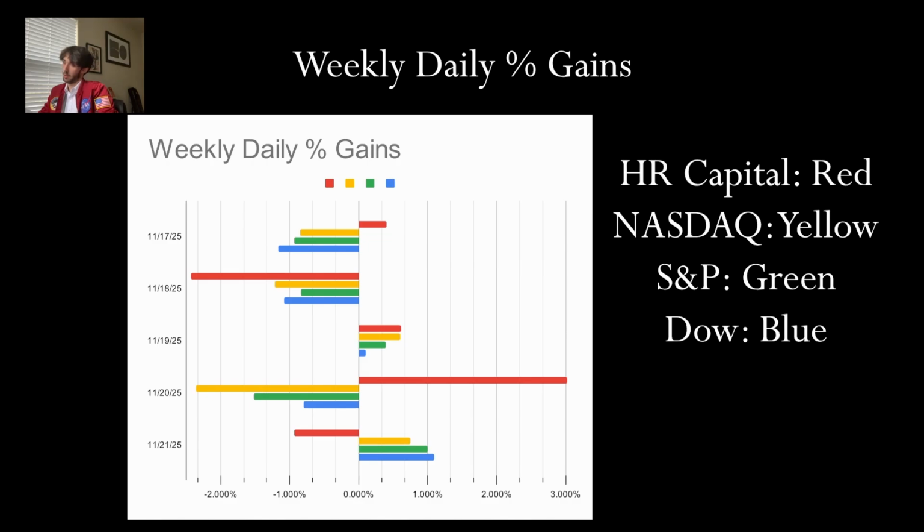Here it says decreased low, which is good. I guess increased. And then over here you have the weekly daily percent gain. So Monday was good, Tuesday was annoying, it was just fine. And then Wednesday and Thursday were really good, and Friday was really good until the end, the last half hour. But yeah, a good week, not bad.